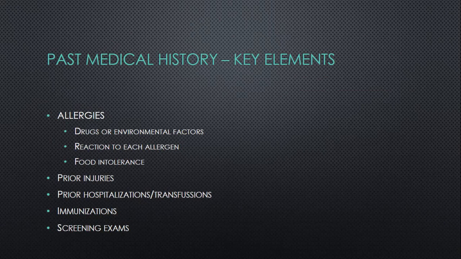Okay, so we're going on to the prior injuries. For example, motor vehicle accident, any type of fall, prior hospitalizations and transfusions, immunizations, screening exams, for example, pap smear, which in Spanish would be Papanicolau, right? Mammogram, colonoscopy, and one that I didn't write down here would be psychiatric illnesses, which would include any psychological intervention or hospitalization.